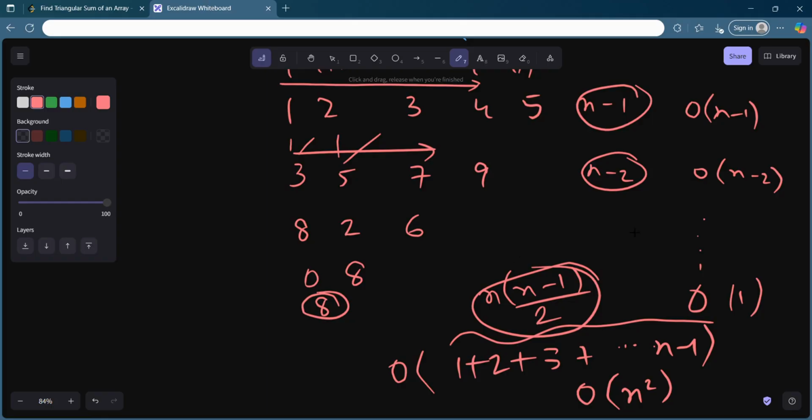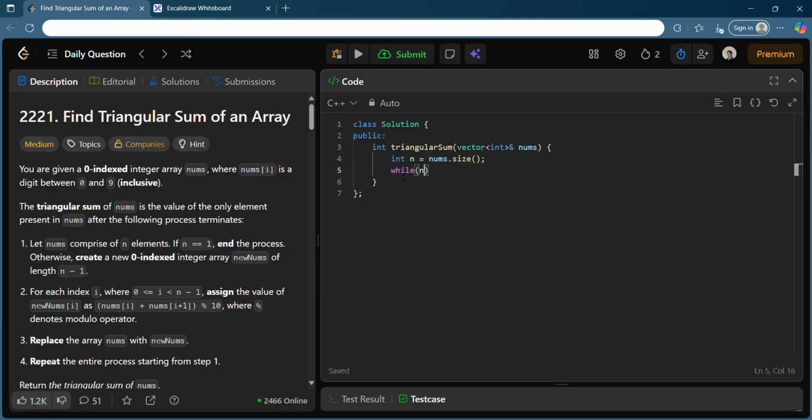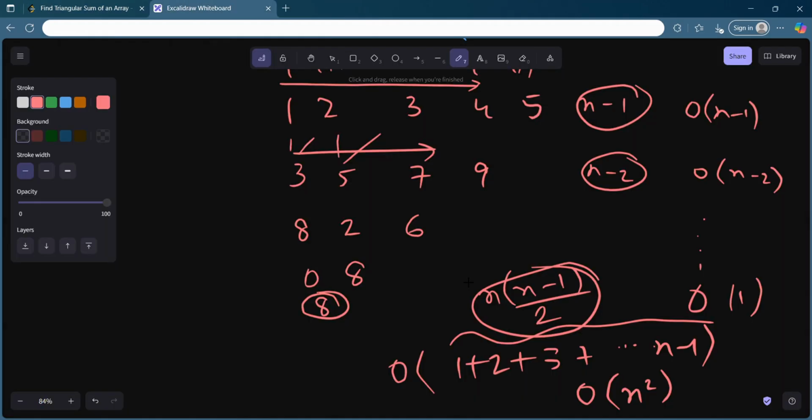Okay, because in the first iteration we need n minus 1, then n minus 2 and stuff like that, right? So while n minus minus, I can do a simple thing here. Let's not create any separate array every time. Let's modify the array in place only. And we will ignore the remaining elements.